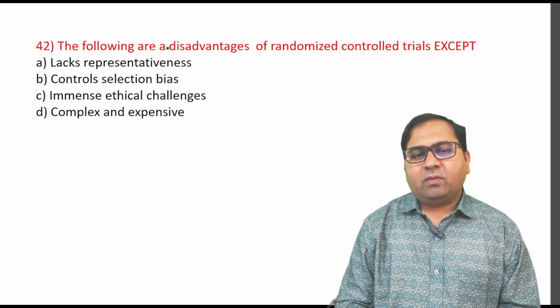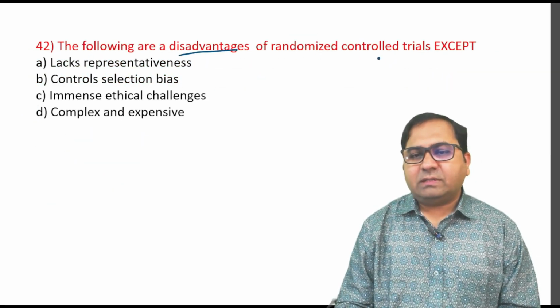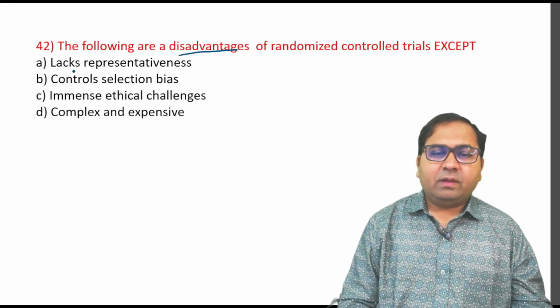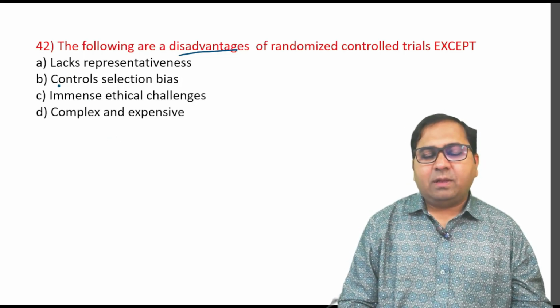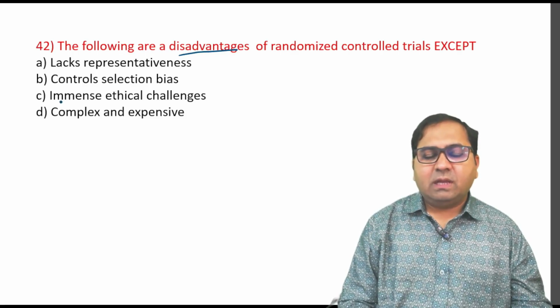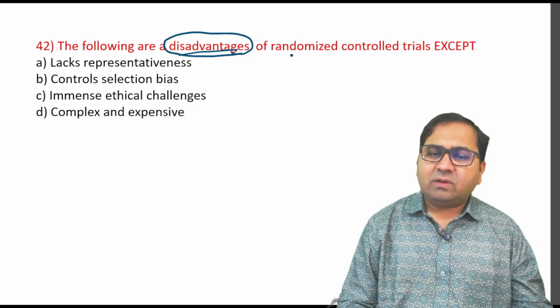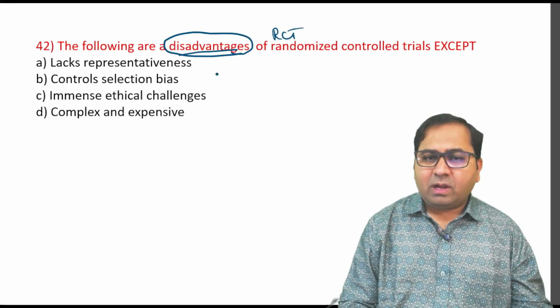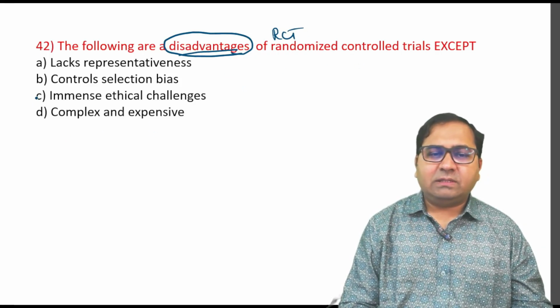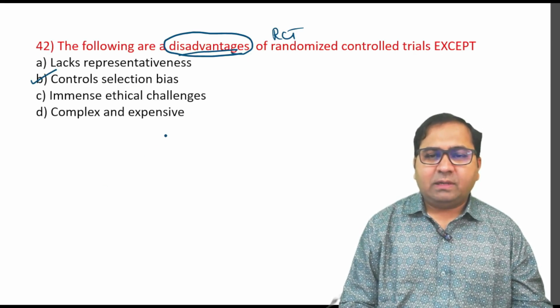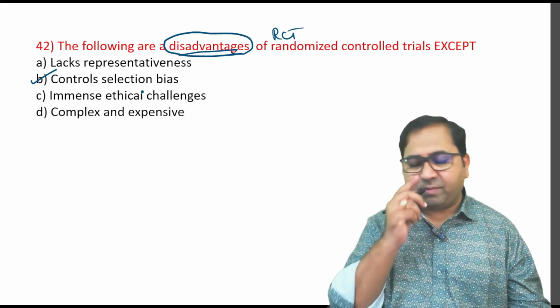Next question. The following are the disadvantages of RCT except. What are the options? A, lack of representativeness; B, controls the selection bias; C, immense ethical challenges; or D, complex and expensive. All are disadvantages except one, which is an advantage. The advantage is that it controls the selection bias. Please remember this point: RCT will control the selection bias. We have seen this previously also.